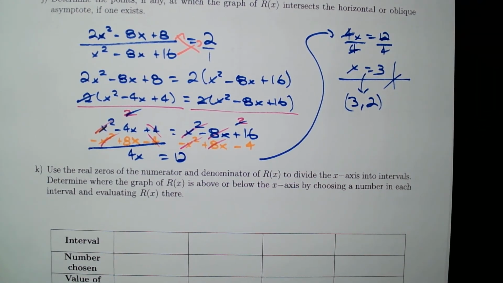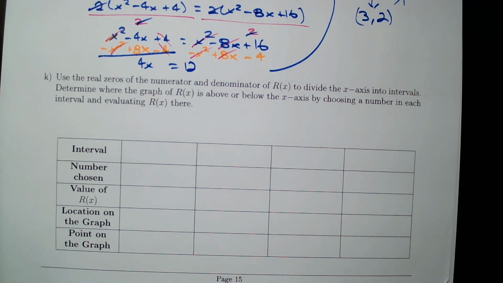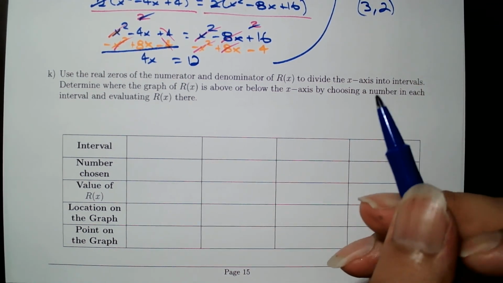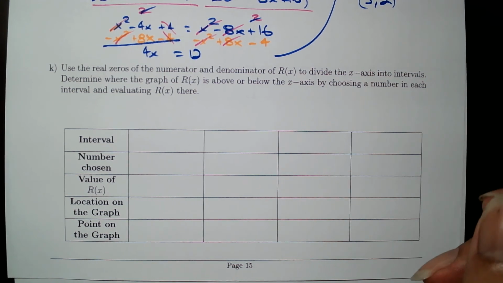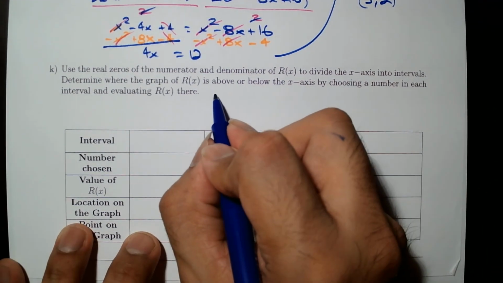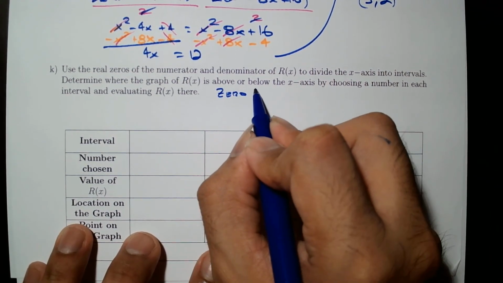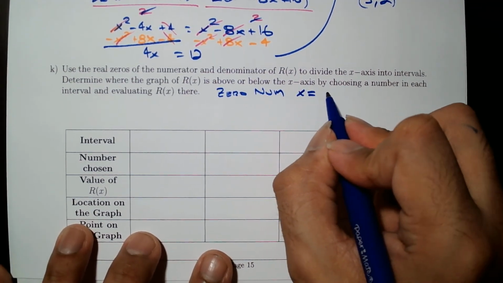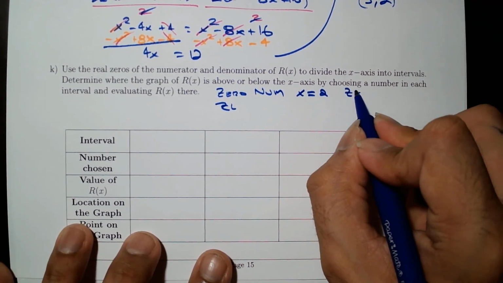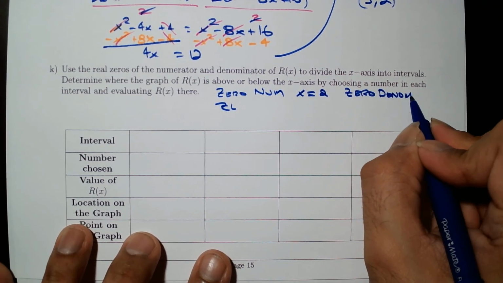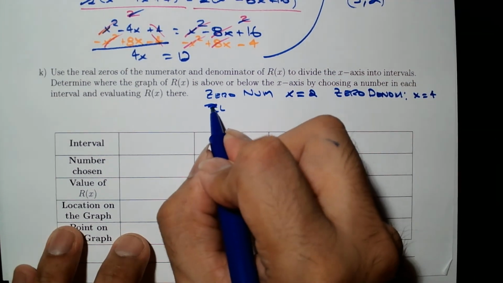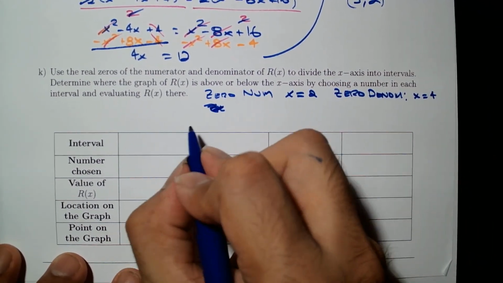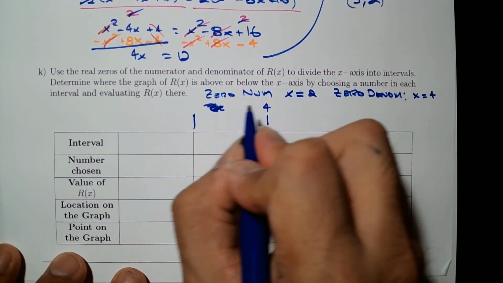Use the real zeros of the numerator and denominator to divide the x-axis by choosing a number. Well, the usual here. I think I added too many columns here. I think I'm going to be left with one of them, because the zero of the numerator was x equals 2, and the zero of the denominator is x equals positive 4. So I only need 2 and 4.